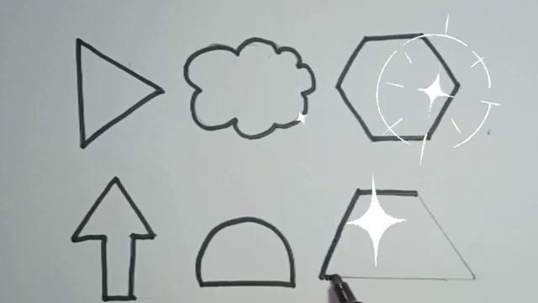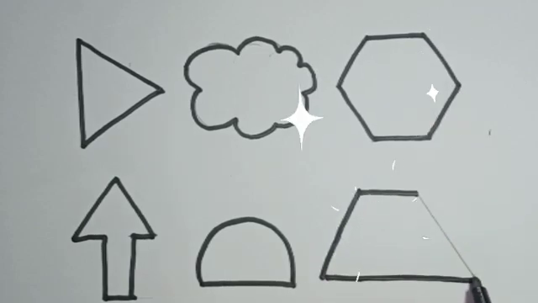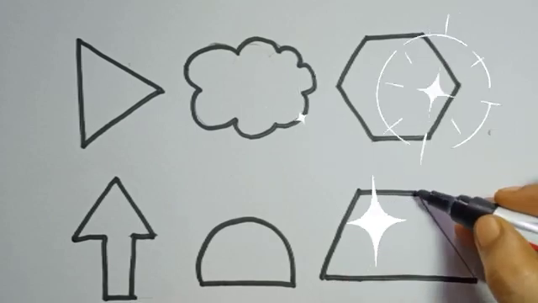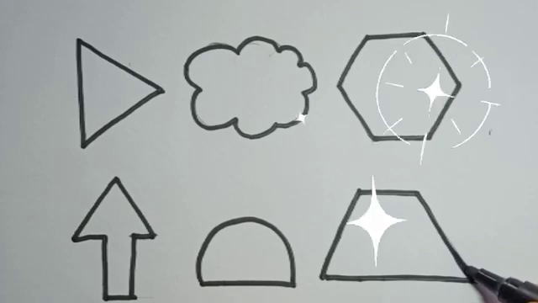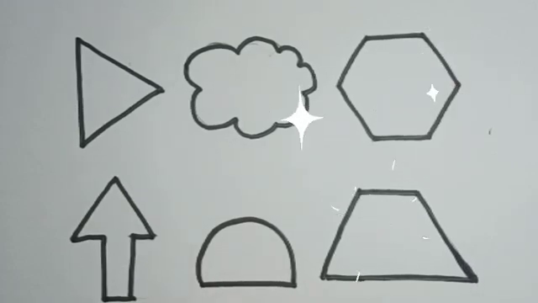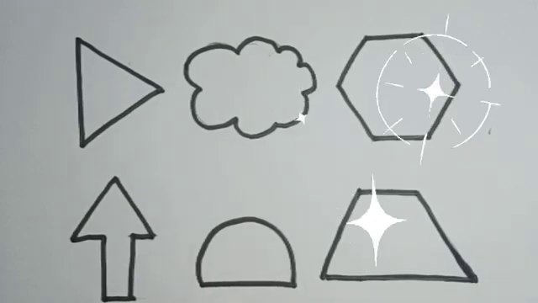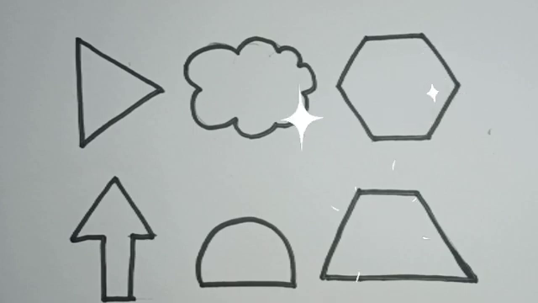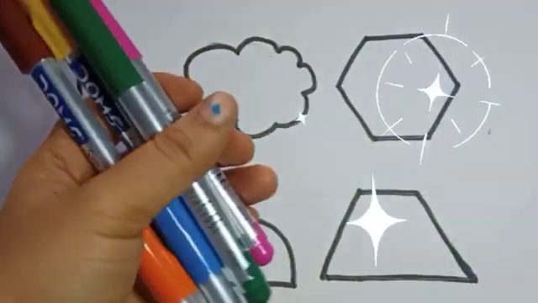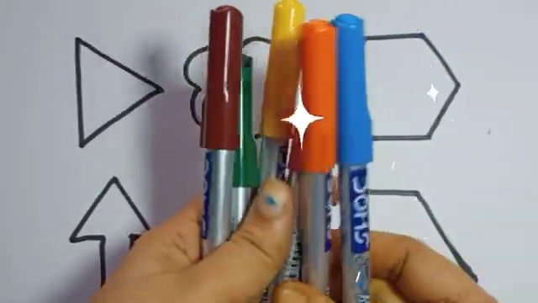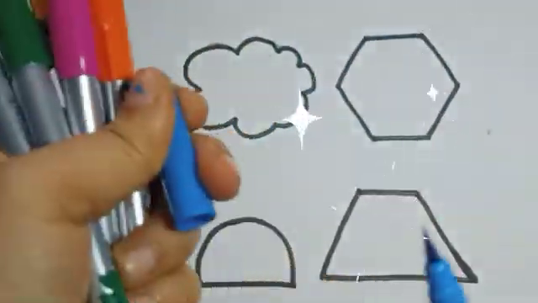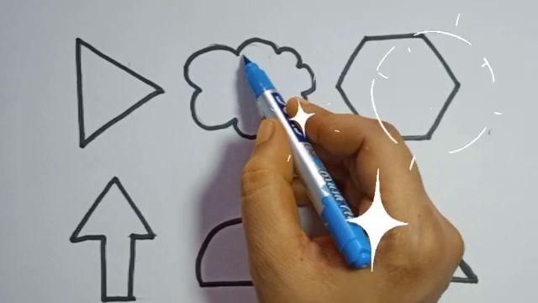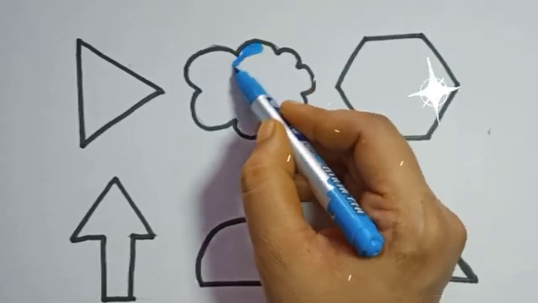Trapezium के two side parallel होते हैं. This one and this one. Okay. Let's color it. Which color? Let's draw blue color with a sky, cloud, sorry.